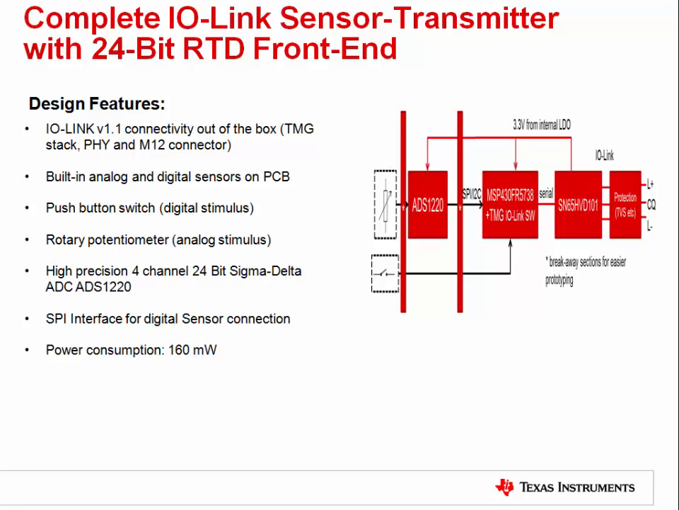This TI design offers a rapid prototyping platform for IO-Link sensor transmitter. The system is programmed with a fully validated IO-Link stack, leveraging the fully validated IO-Link PHY. It comes by default with a switch emulating digital input, 2 LEDs for status indications, and a potentiometer emulating an RTD. All this fitting in a 6mm wide PCB compatible with the industry standard M12 connector.